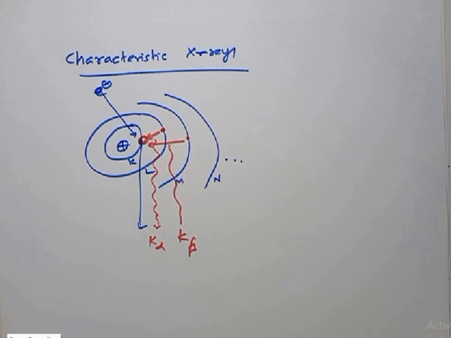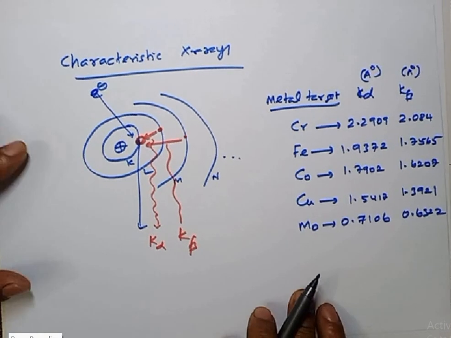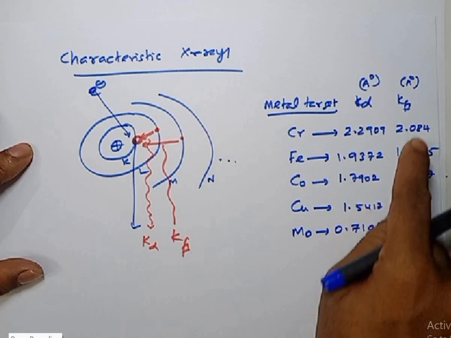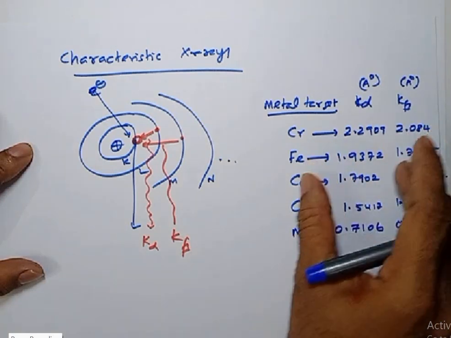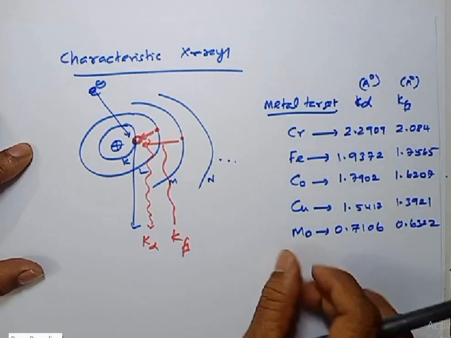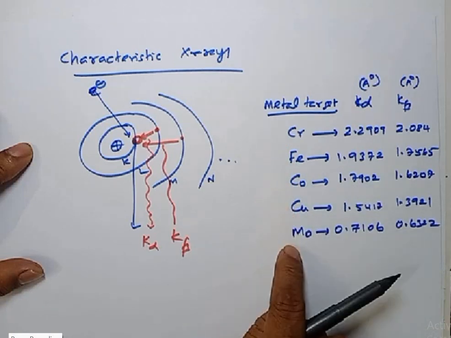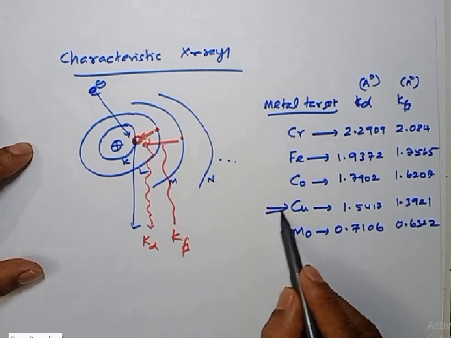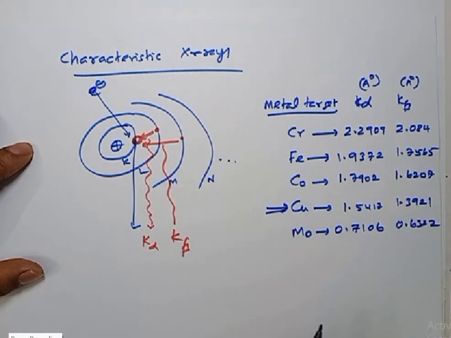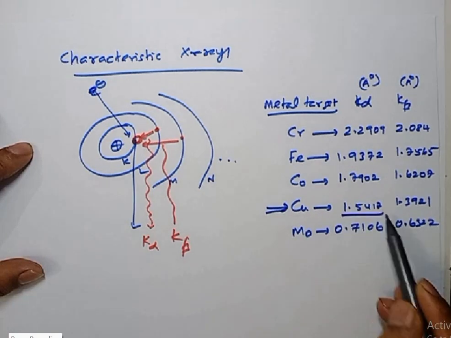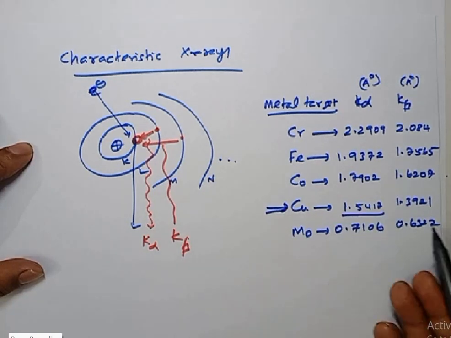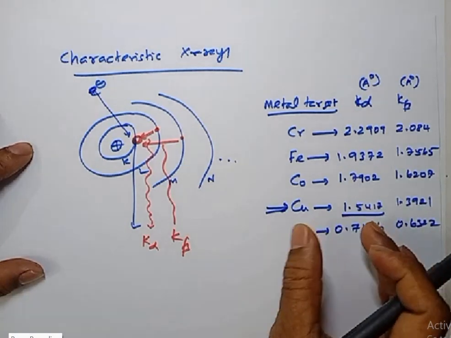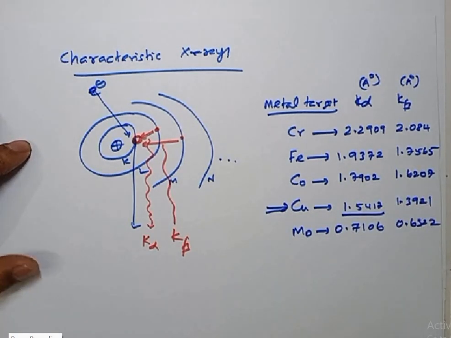See, these are the K alpha and K beta X-rays produced from different targets: chromium, iron, cobalt, copper, molybdenum. You know very well that for many X-ray diffraction studies we often use a copper target. So remember the value of K alpha. Don't worry about K beta, because we are going to filter K beta lines. We want only K alpha because K alpha has high intensity.